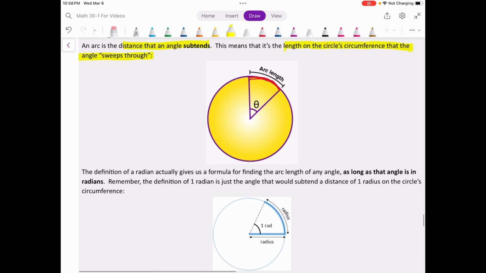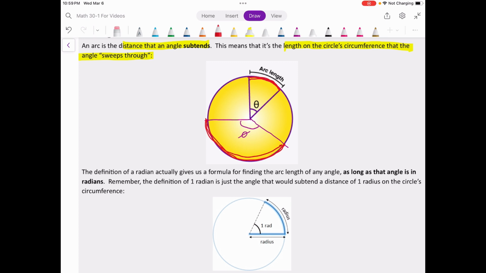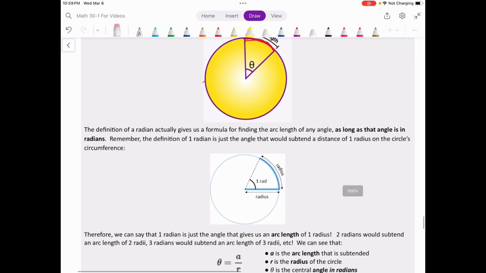So obviously, as the angle gets larger, the arc length is going to get larger, right? If I were to draw this angle, call it phi, that's another Greek letter we often use to represent angles, that obviously has a bigger arc length than that smaller theta that's drawn in there, okay? So as theta gets larger, the arc length that we're subtending gets larger. As it gets smaller, the arc length that we're subtending gets smaller.